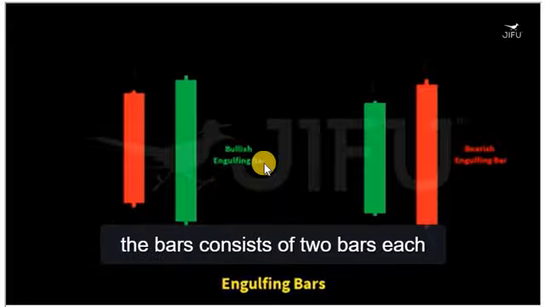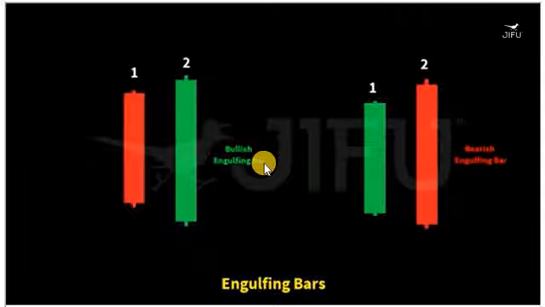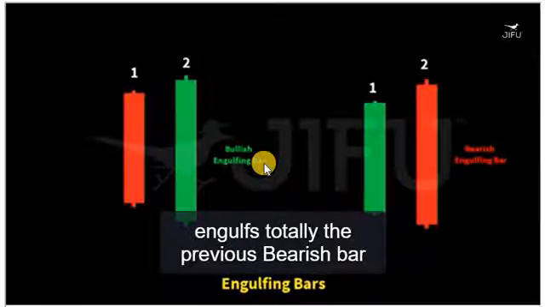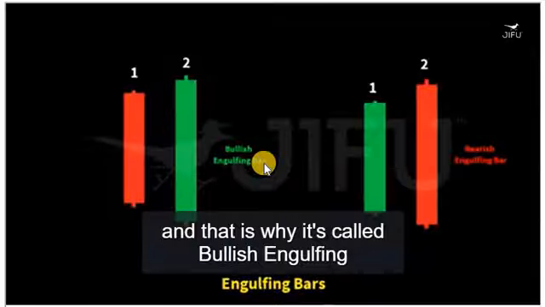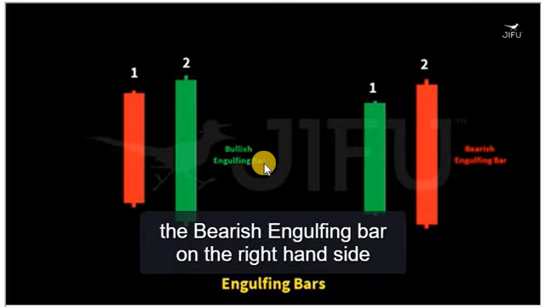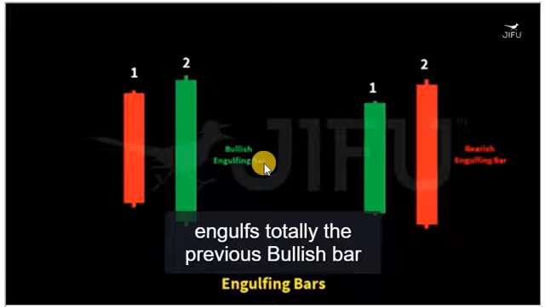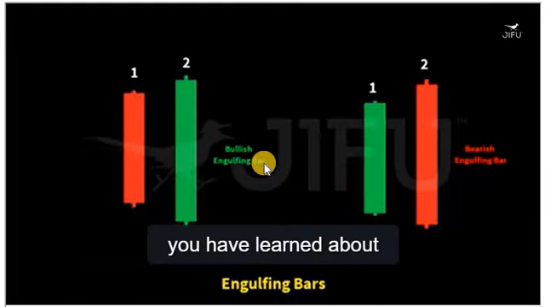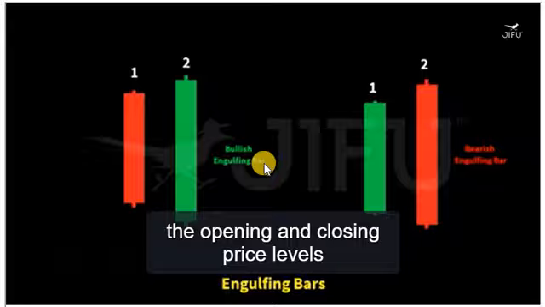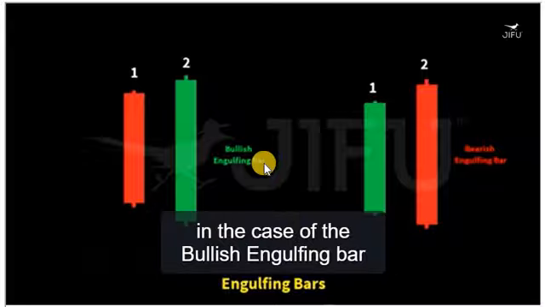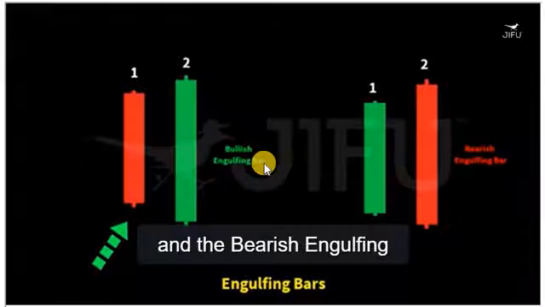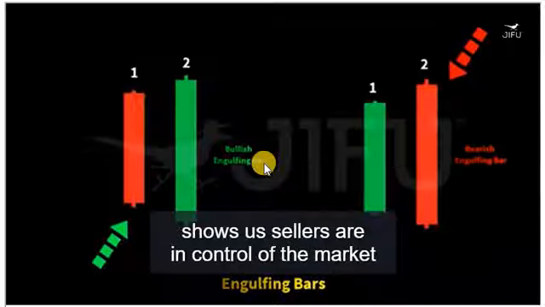As we can see, the patterns consist of two bars each. The bullish engulfing bar on the left-hand side engulfs totally the previous bearish bar, and that is why it's called bullish engulfing, while the bearish engulfing bar on the right-hand side engulfs totally the previous bullish bar, and that's why it's called bearish engulfing. You have learned about the opening and closing price levels. In the case of the bullish engulfing bar, it shows us buyers are in control of the market, and the bearish engulfing shows us sellers are in control of the market.